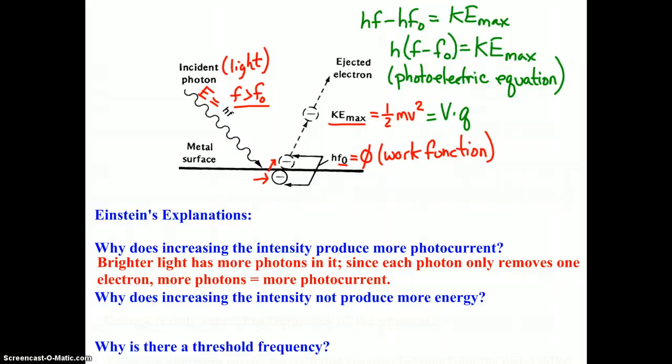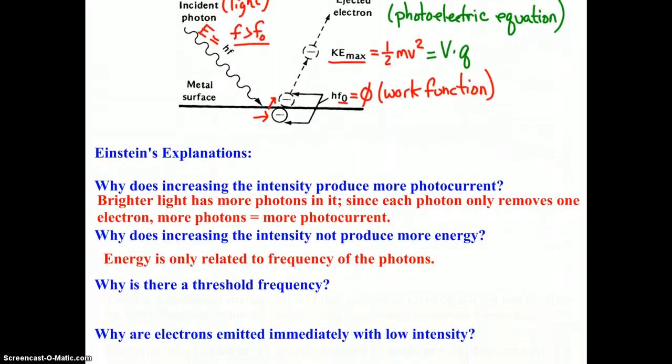That was his explanation. The thing that was probably really unclear to all the scientists listening to this presentation was, where did he come up with the idea that only one photon removes one electron? It's just what he came up with. It's what he thought. Next question. Why does increasing the intensity not produce more energy? And he gets to rely on previous work for this answer. And what he said here was because energy is only related to frequency of the photons, as the experiments by Planck and others had shown.